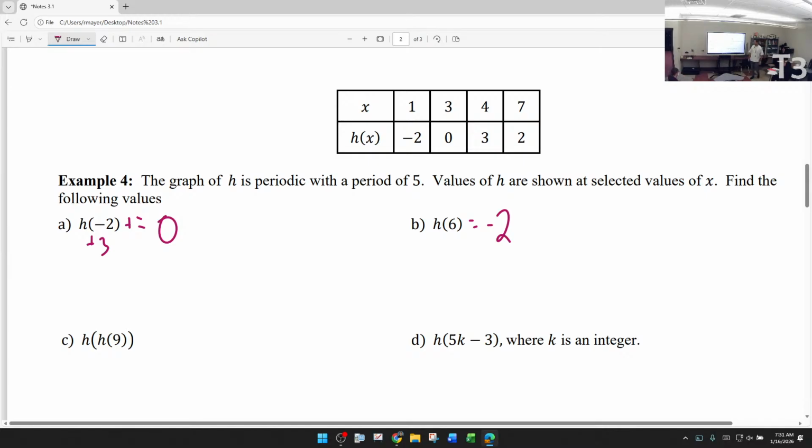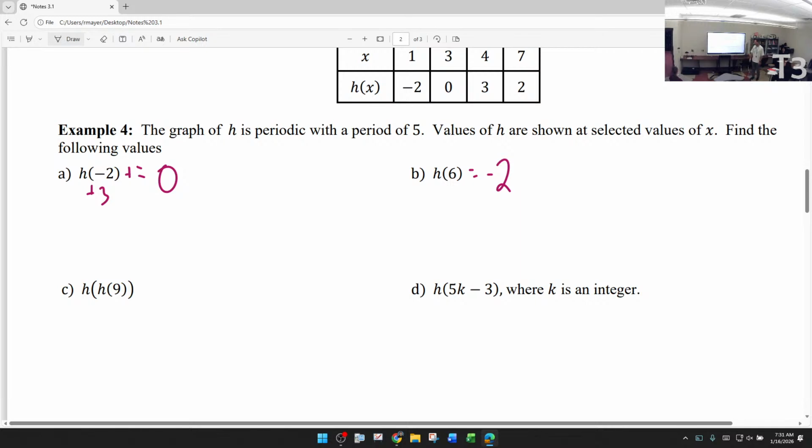Okay, I hope this is easy. Uh-oh, dadgummit. H of H of 9. I got to do the inside first. H of 9, I don't have a 9. Add 5? I don't want to add 5, so I'll subtract 5. That's 4. And then I got H of 4. Uh-oh, well, we got harder now. So now I got to do H of 4. Oh, and I have a 4. Sweet, 0. That was nice. Any question over that composite function?